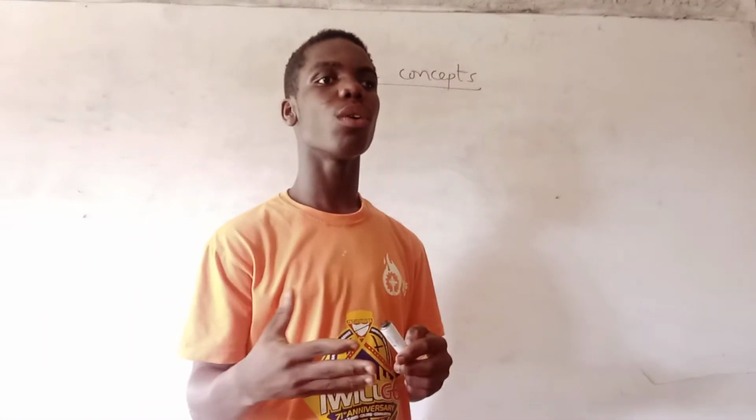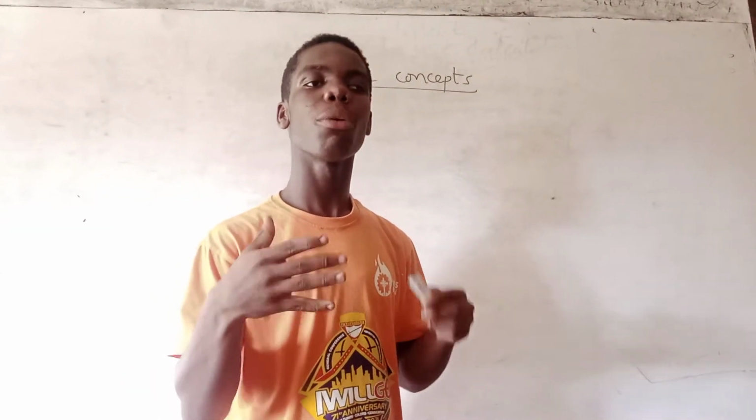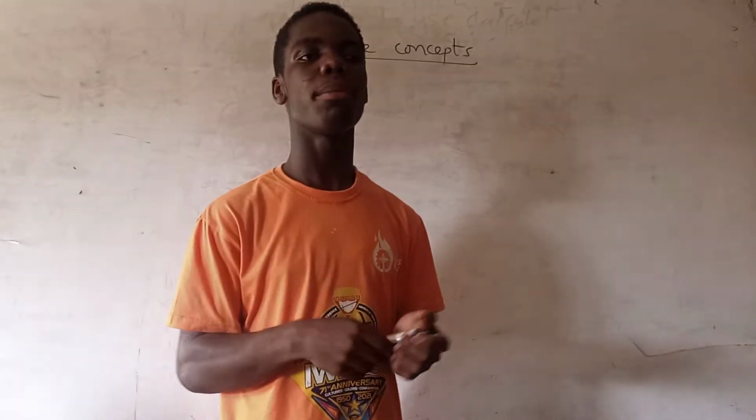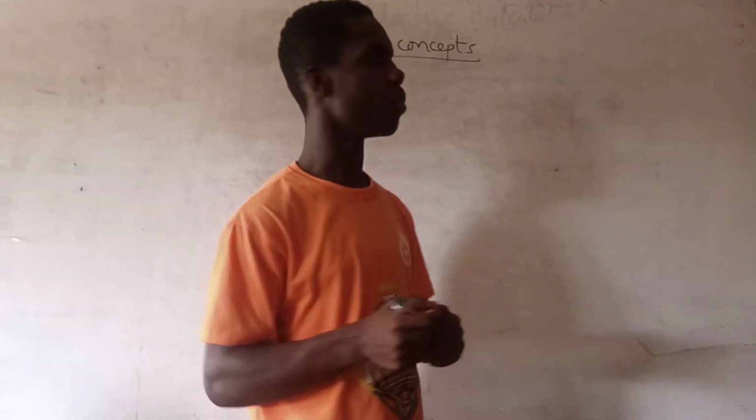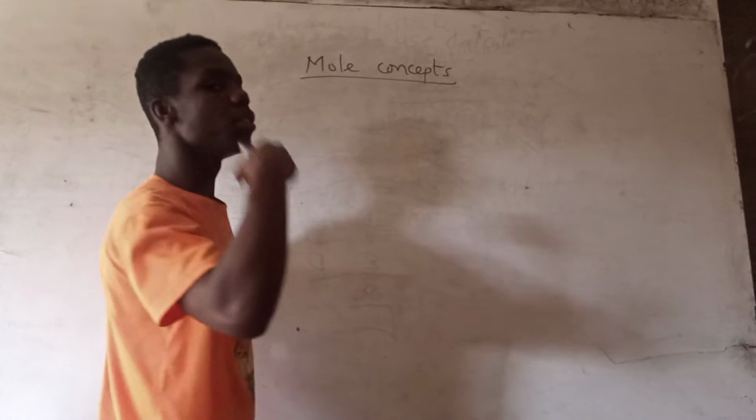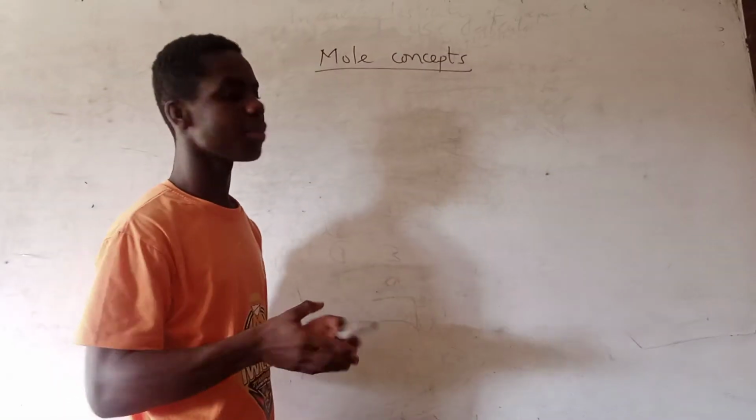We have something called the relative atomic mass. The relative atomic mass is the weighted average mass of an atom of an element compared to 1/12 the mass of a carbon atom, or compared to 1/12 the mass of a carbon-12 atom. So that is how to find the relative molecular mass of an element.